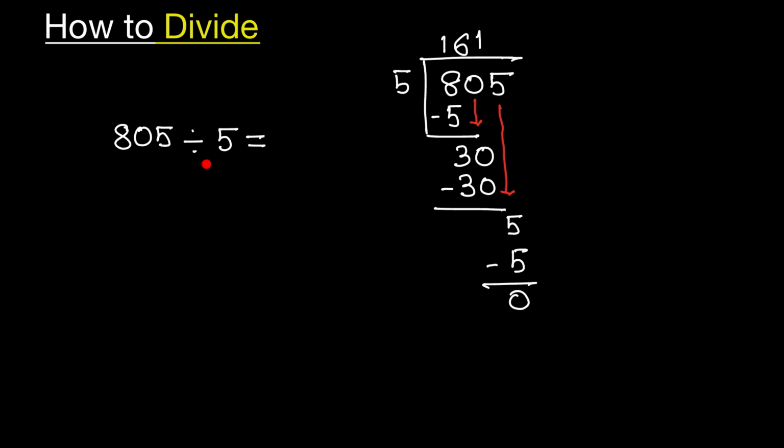Therefore, 805 divided by 5 is equal to 161. And this is our final answer.